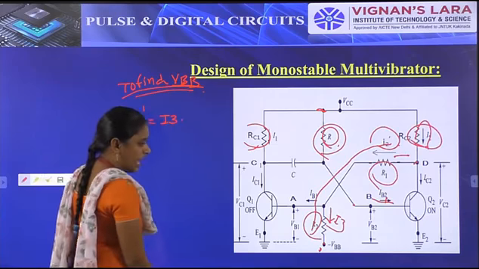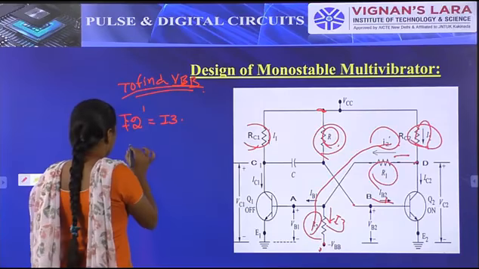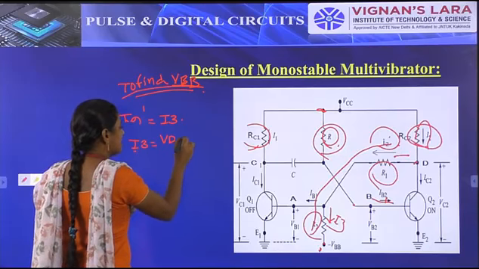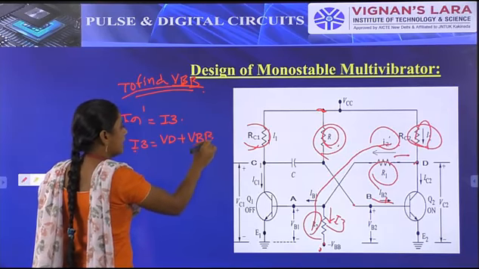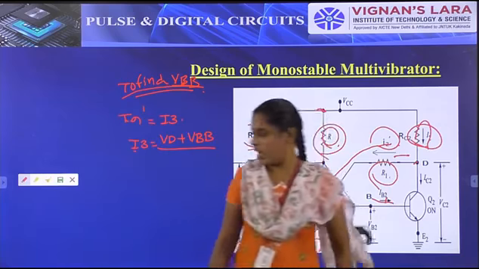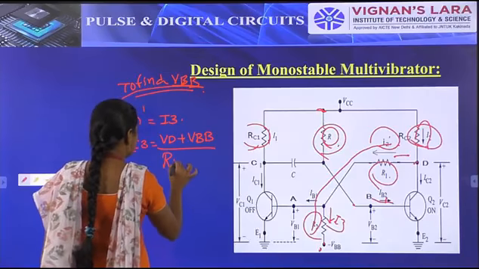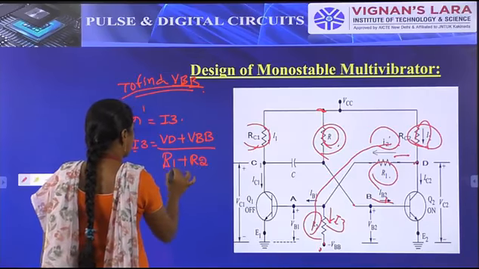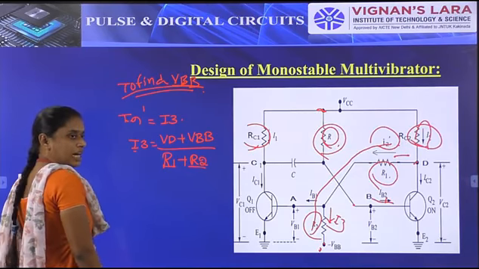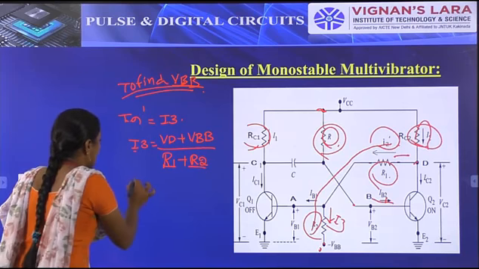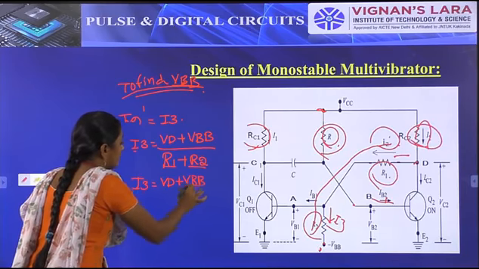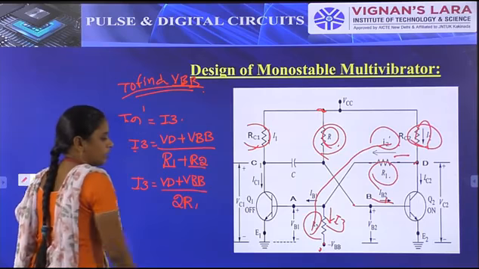Where I2 dash starts at the VD position, it ends at VBB, so I3 is equal to VD plus VBB divided by the resistors, which are R1 plus R2. As we know, R1 and R2 are treated as R and R dash, and taking R1 equal to R2, that is 2R1, I3 is equal to (VD plus VBB) by 2R1.